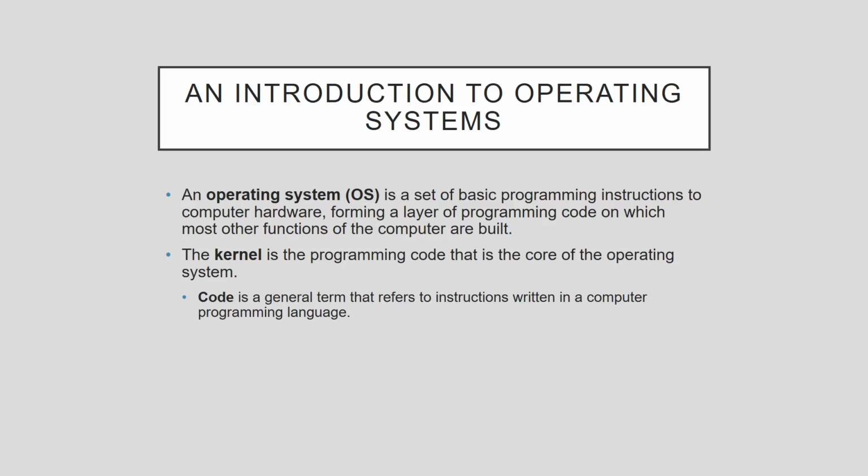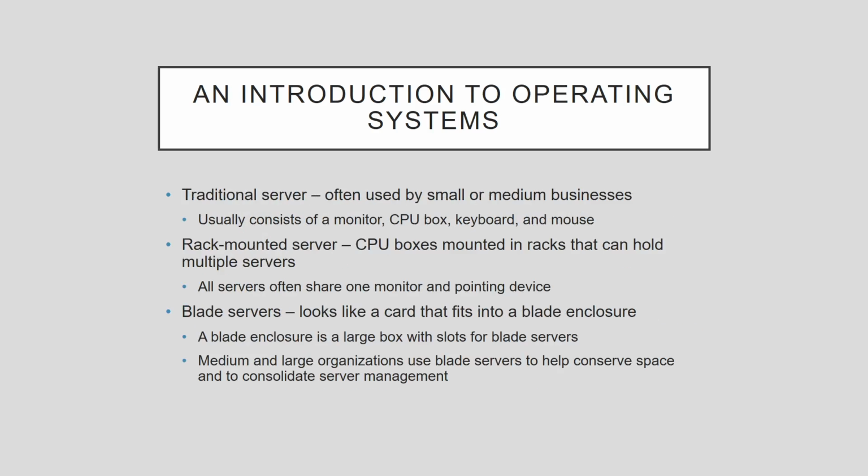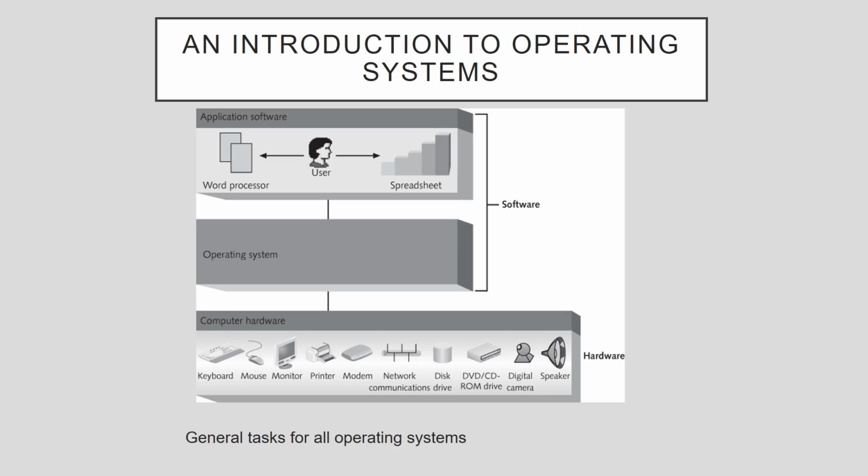Before we discuss how an operating system works, let's try to review the basic functions of any computer. A computer's functions and features can be broken down into three basic tasks. And the tasks are input, processing, and output.